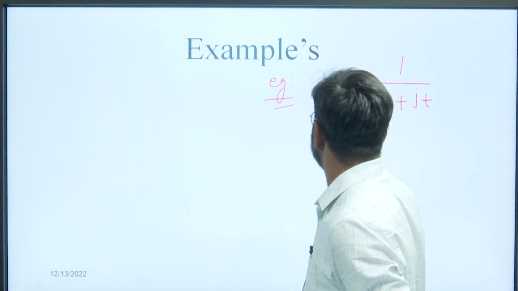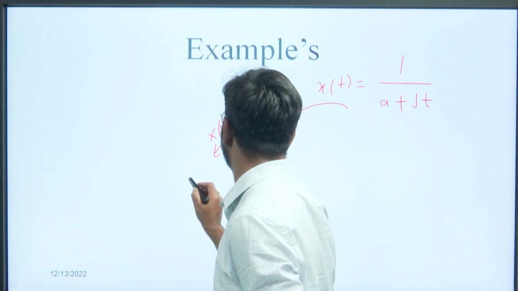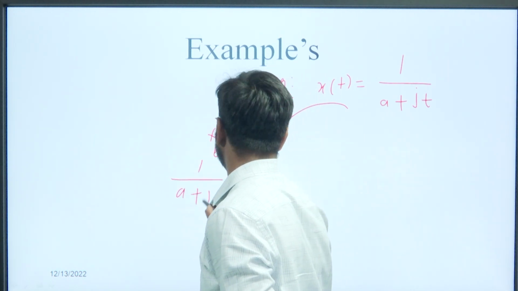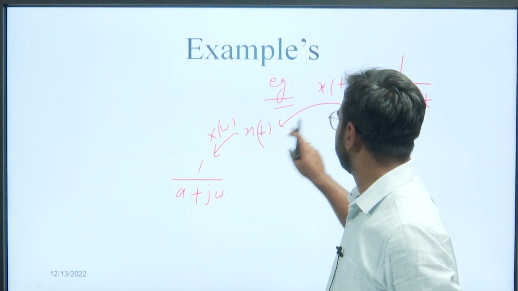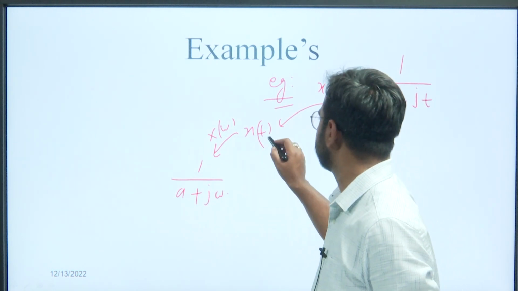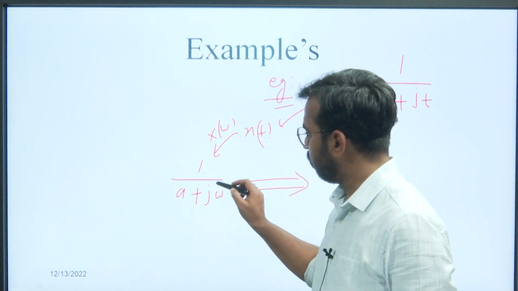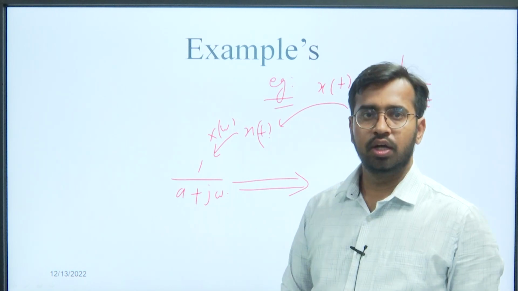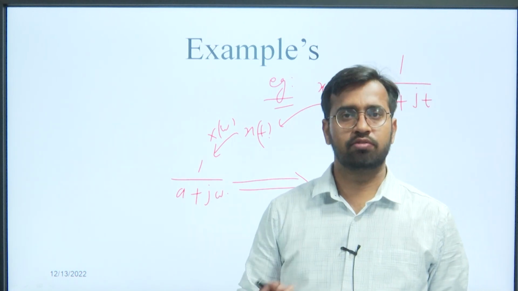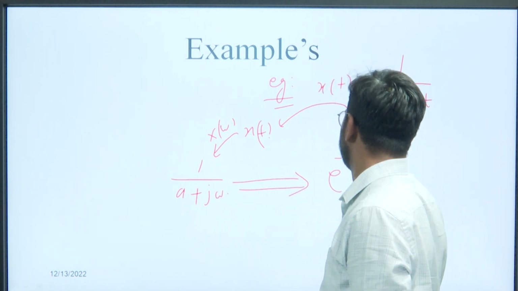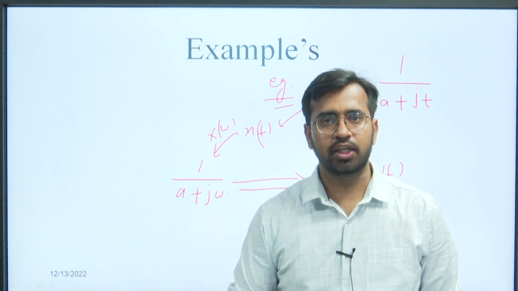What does it say? Just convert this x(t) into X(omega). What is X(omega)? X(omega) will be 1 upon a plus j omega. We have directly replaced t by omega. Now for what input do we get this as a Fourier transform? If you remember, for e to the power minus a t u(t) we were getting 1 upon a plus j omega as the Fourier transform.